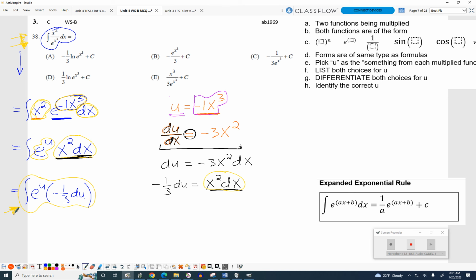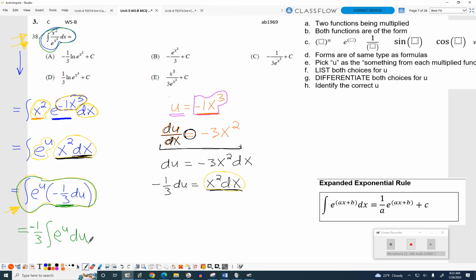I've got this new antiderivative, which seems a lot simpler than the antiderivative I started with, because this is a multiplying constant. Therefore, that can be pulled out of the antiderivative sign. And now I look at my blue sheet, and hey, other than u instead of x, I have a rule. It's a perfect match.